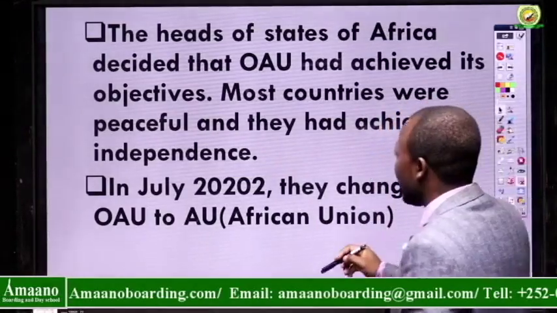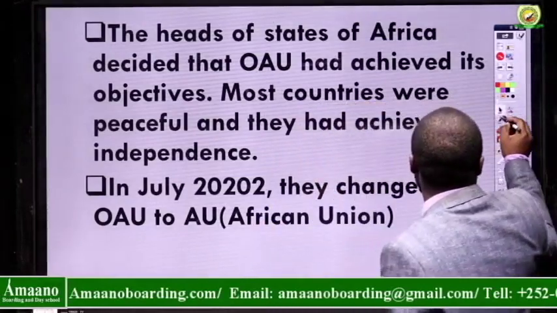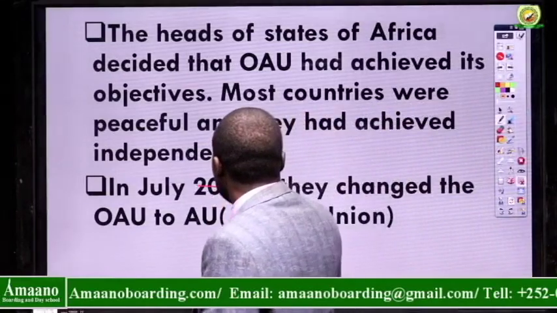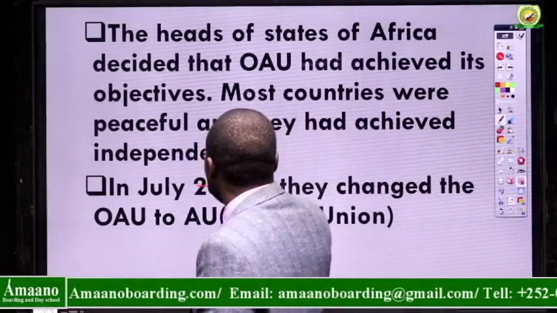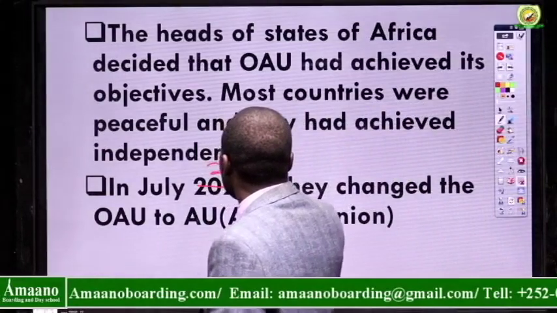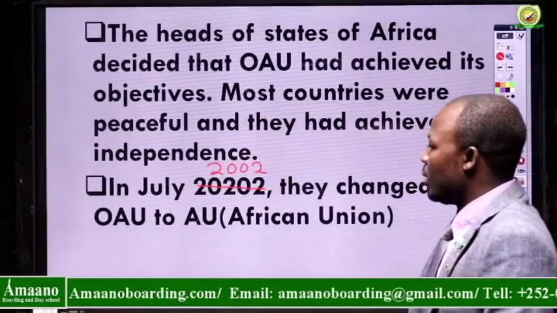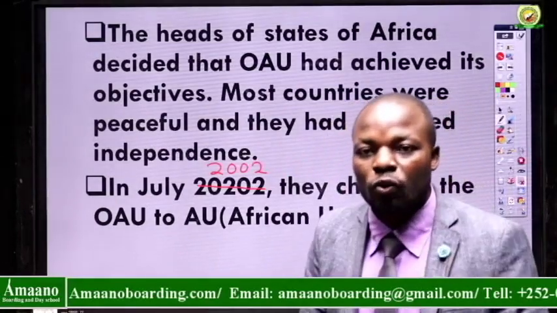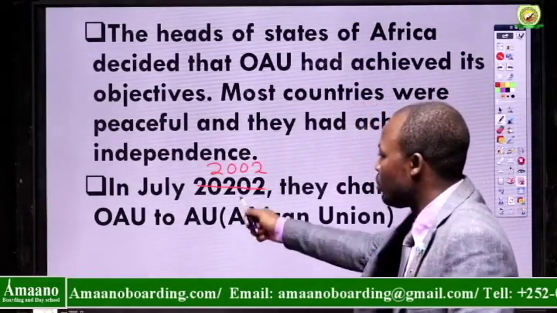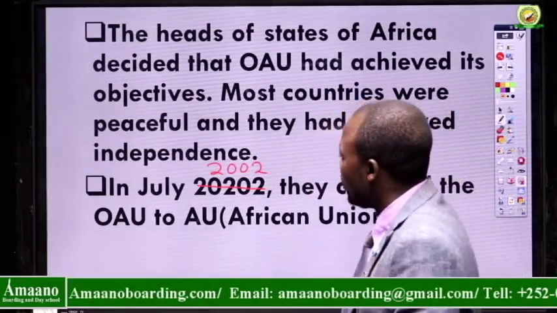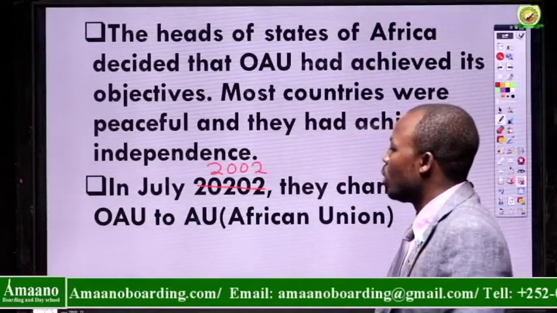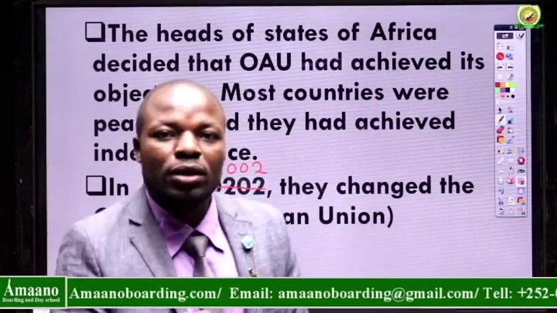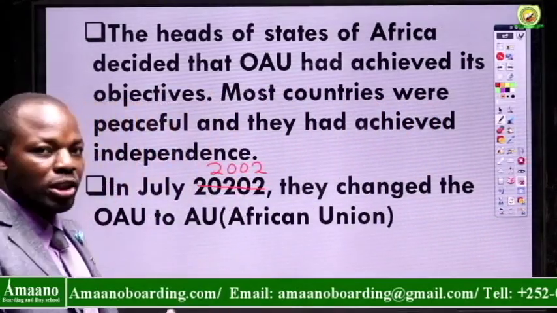Sorry, there was a mistake here, a typing error. They decided that in the year 2002, they changed the OAU to AU. The name changed completely from OAU to AU. It is supposed to be 2002. So the name changed from Organization of African Unity to African Union. So those are the changes.